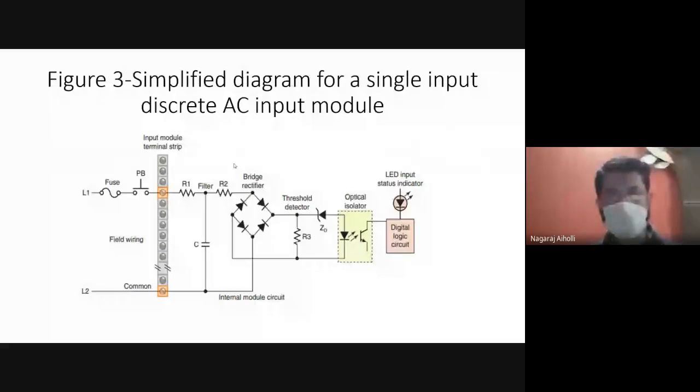Threshold detector, which is a Zener diode. It's a symbol of the Zener diode. Okay, normal diode symbol is different. This is the symbol of the Zener diode. Okay, then this Zener diode and R3, they act in such a way that they detect the voltage. And from that, it is sent to the optocoupler. From optocoupler, it is turning on the LED.